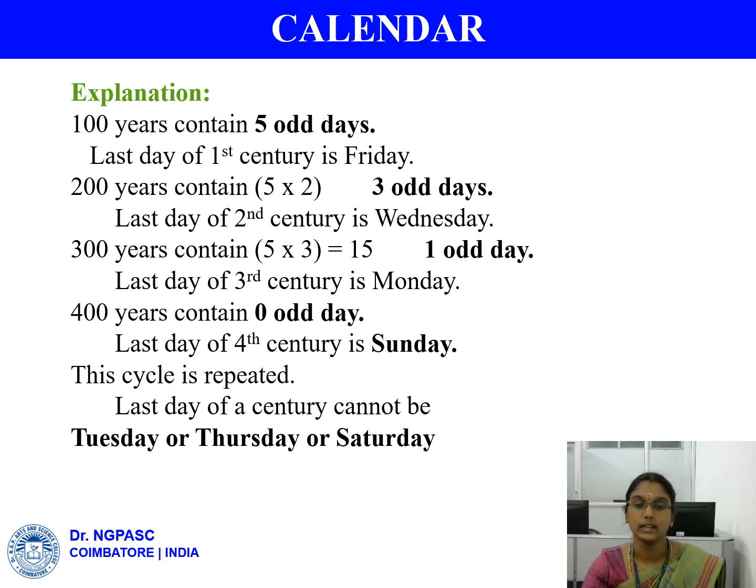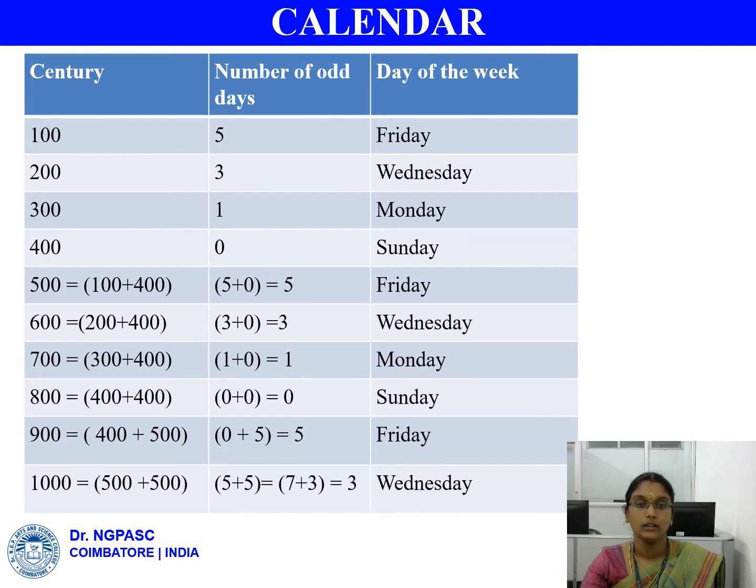So this cycle is repeated. The last day of a century is Friday, Wednesday, Monday or Sunday. The last day of a century cannot be Tuesday, Thursday or Saturday. So see here, century years, number of odd days and day of the week up to 1000.